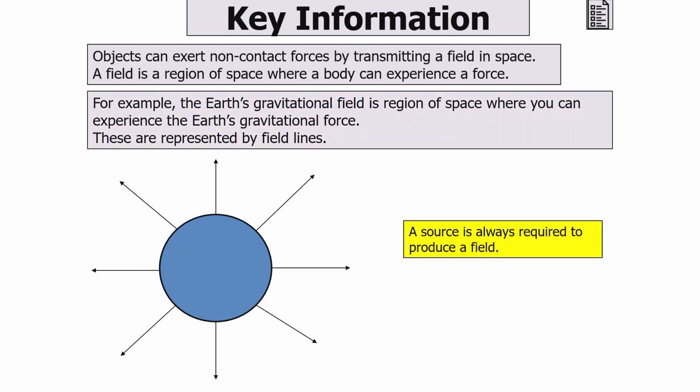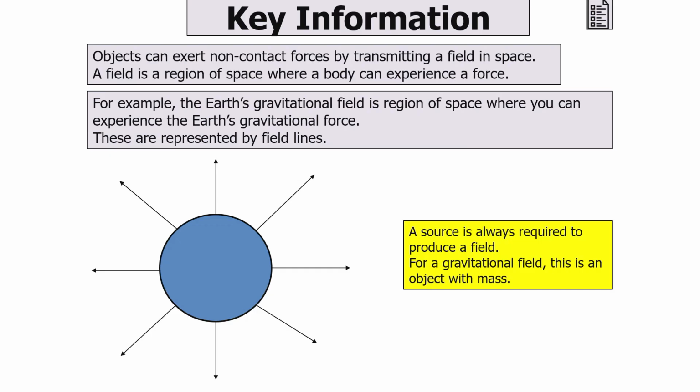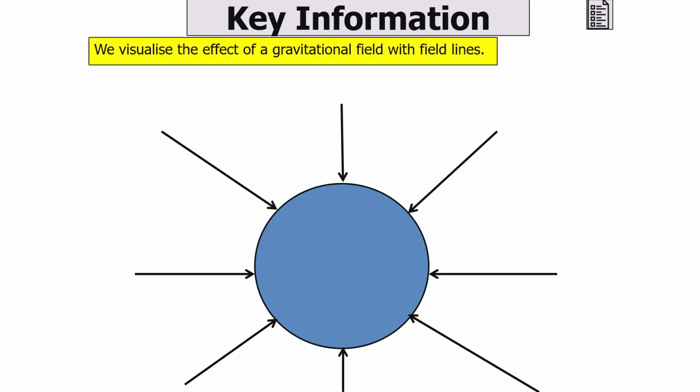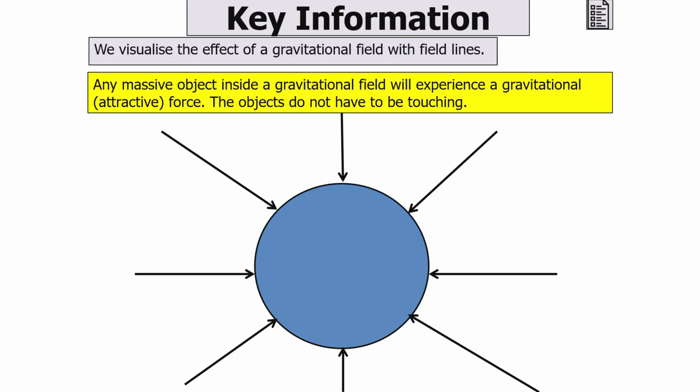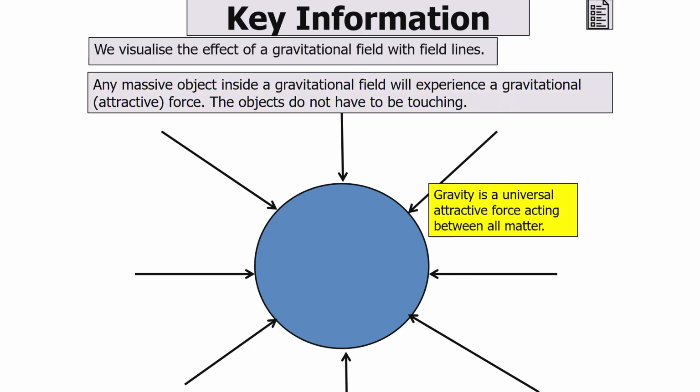Now a source is always required to produce a field. For a gravitational field, this is an object with mass, and we can visualize the effect of a gravitational field with field lines. Now these are drawn as straight lines from the object with arrows on them indicating their direction. Now any massive object inside a gravitational field will experience a gravitational attractive force, and the objects do not need to be touching. So we know gravity is a universal attractive force acting between all matter.